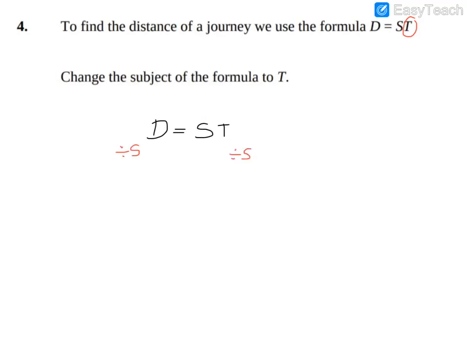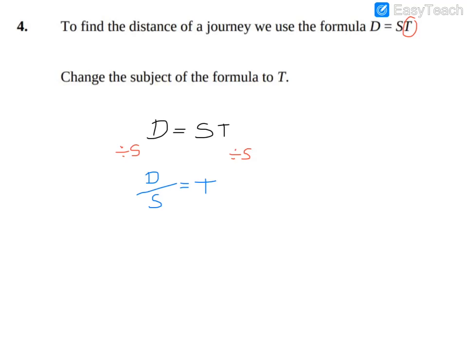We're going to divide by s, and I'm going to choose to write it like this. I'm going to write d over s. You could write it with a divide sign, but this is a slightly tidier way of writing it. d divided by s is equal to, and we've divided by s on this side, so that s is gone now. We've just got a t.